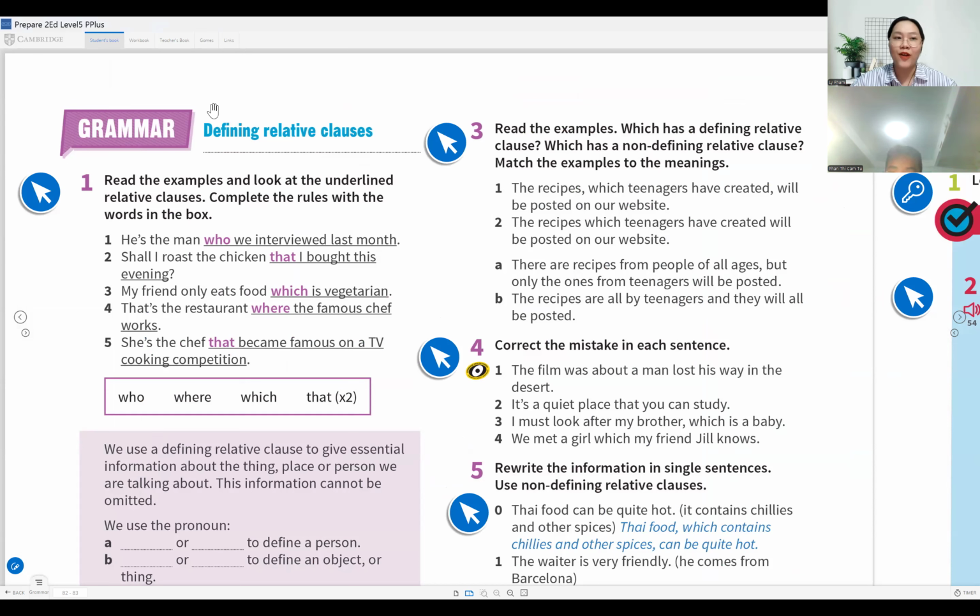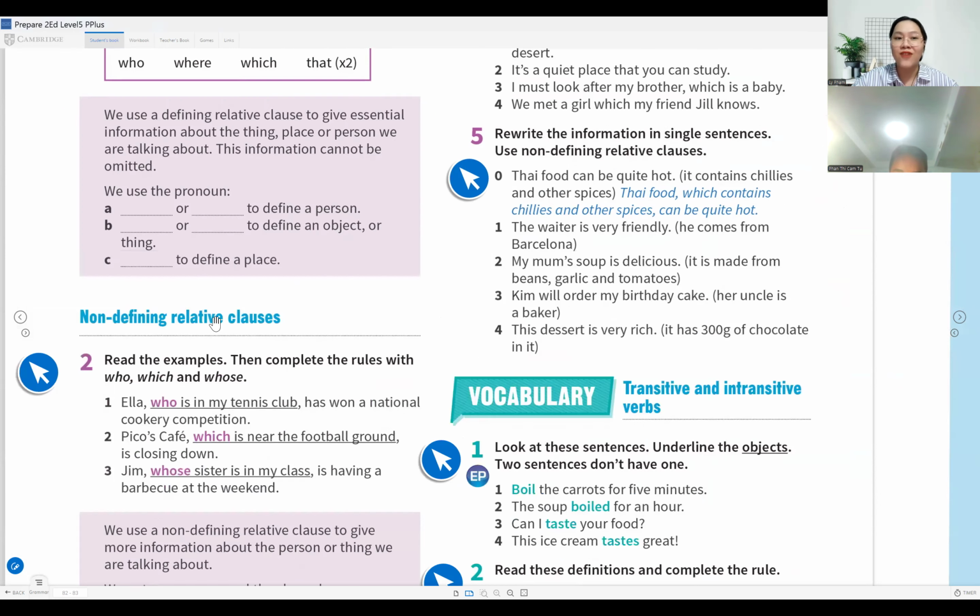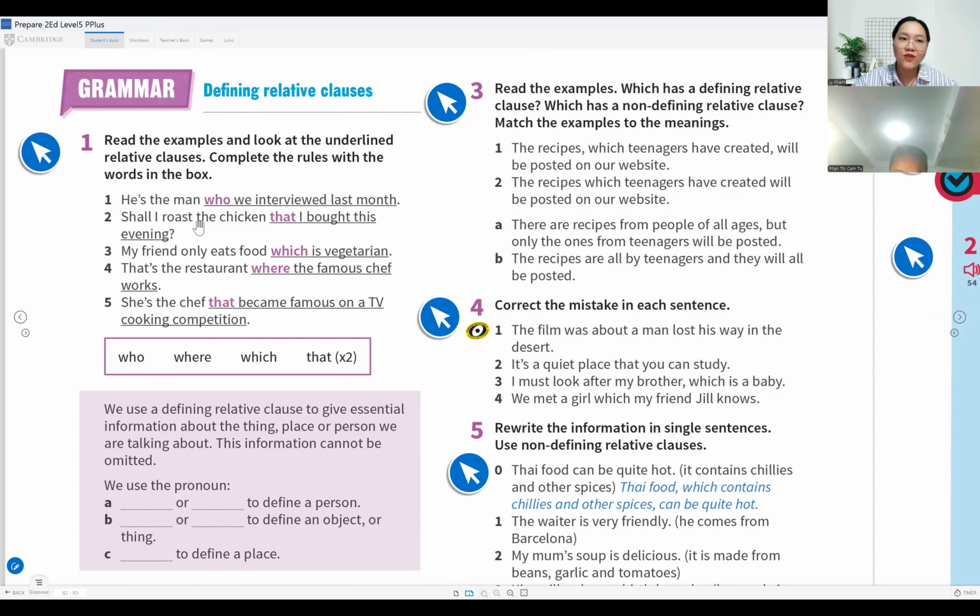Okay. All right. So now let's start the lesson right now. The grammar part. Today we will learn about defining relative clauses and non-defining relative clauses. So first of all, could you please read exercise number one here? Read the example and look at the underlined relative clauses. Complete the rules with the words in the box.